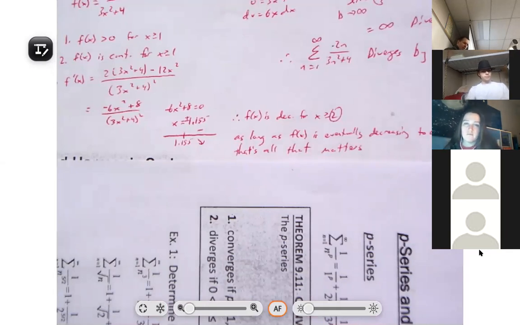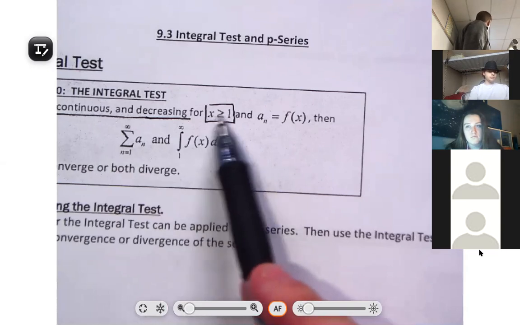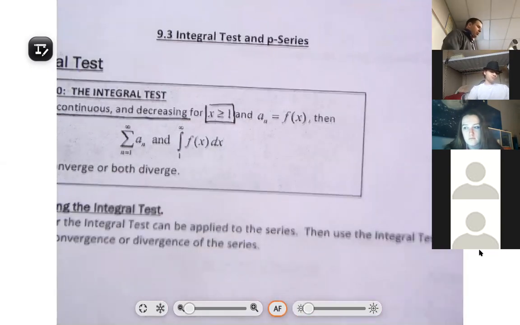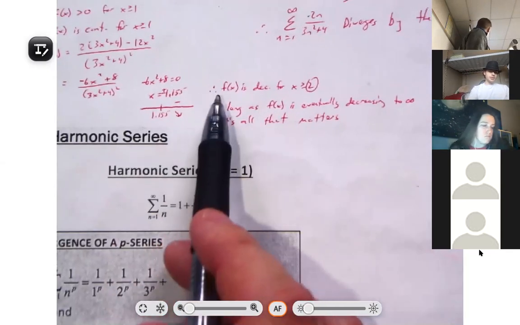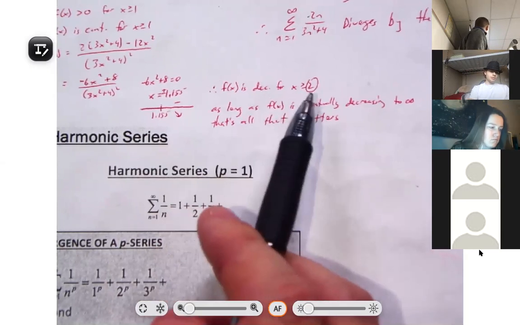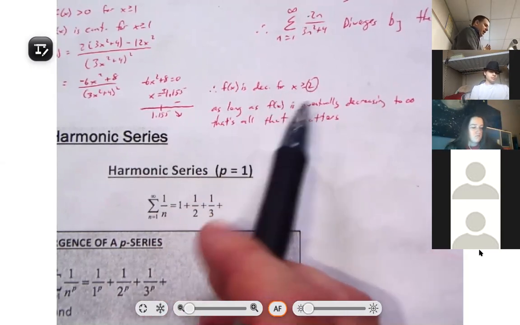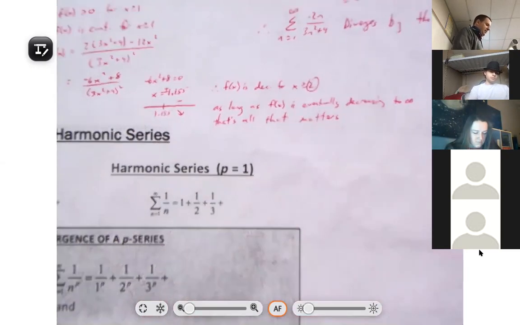I think it would be positive. I didn't actually check that. But that was what I was talking about at the very beginning. Just because the test says it has to be true for x greater than or equal to 1, that's not necessarily true. It just has to eventually be true. And so that's what happens on this one here. And we know for sure f of x is decreasing for x greater than or equal to 2 with 100% certainty. And so we can still apply the test. That was the only reason I have this example.